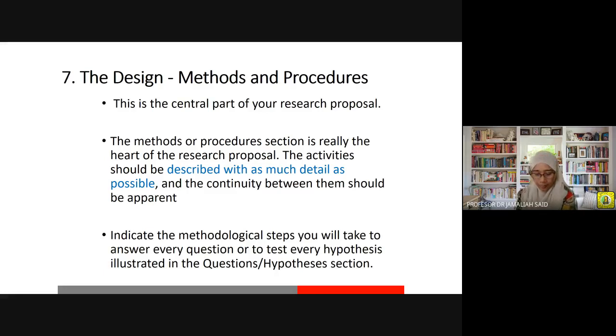Basically, in general, I can say for methodology we have two: qualitative and quantitative, or you may have mixed method. In your methodology, you have to explain, this study is qualitative, or this study is quantitative, or this study is mixed method. If you say you are doing mixed method, which one are you going to do first? Qualitative first, then continue with quantitative, or the other way around. That should be in your methodology section.